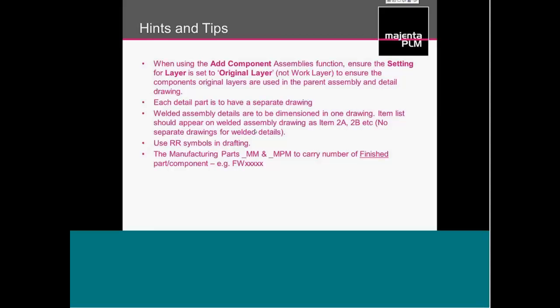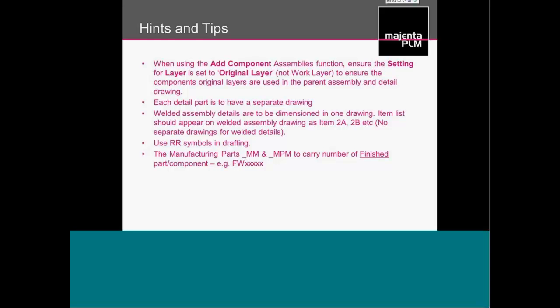Each detailed part will have its own separate drawing, so you won't have drawings with similar parts or parts which make an assembly up on the same sheet. The only proviso to that is a welded assembly. The details are to be dimensioned on one drawing. So if you've got a welded assembly, then they should all appear on the same drawing, and in the bill of materials for them should have item numbers 2A, 2B, 2C, etc. No separate drawings for the welded details. They should all be on the same sheet.